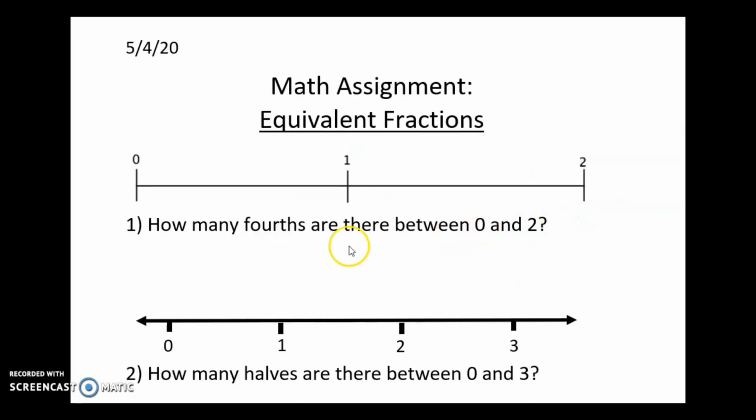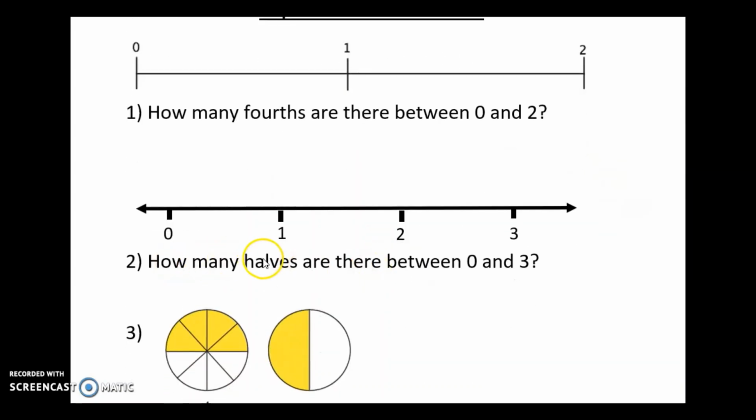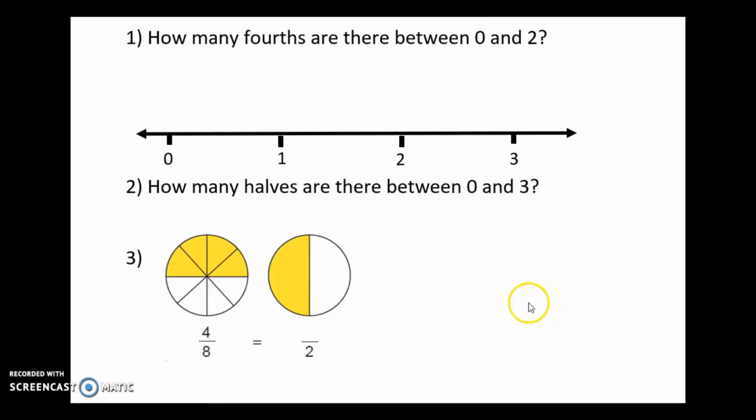Okay, so here's our math assignment, equivalent fractions. How many fourths are there between 0 and 2? So you figure out how many fourths. What is a fourth? It's 1 out of 4, right? How many fourths are there between 0 and 1? And then how many between 1 and 2? And you add them, okay? Now, how many halves between 0 and 3? Getting a little harder, but you can do it.